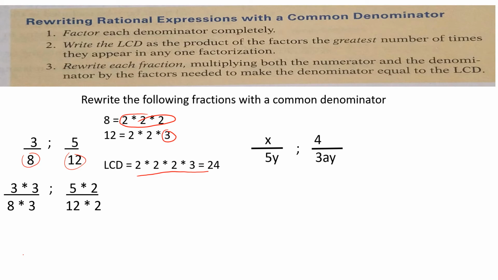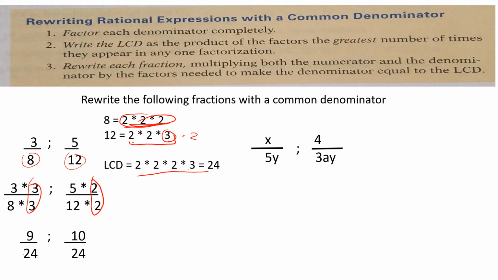So 8 had 3 2s, but not a 3. So that's why we multiplied this one times 3 times 3. This 12 here, all right, the 12 has 2 2s and 1 3. It's missing a 2 from the LCD, so that's why we multiplied by 2 here, and then of course multiply straight across. You get the 9 24ths and the 10 24ths.